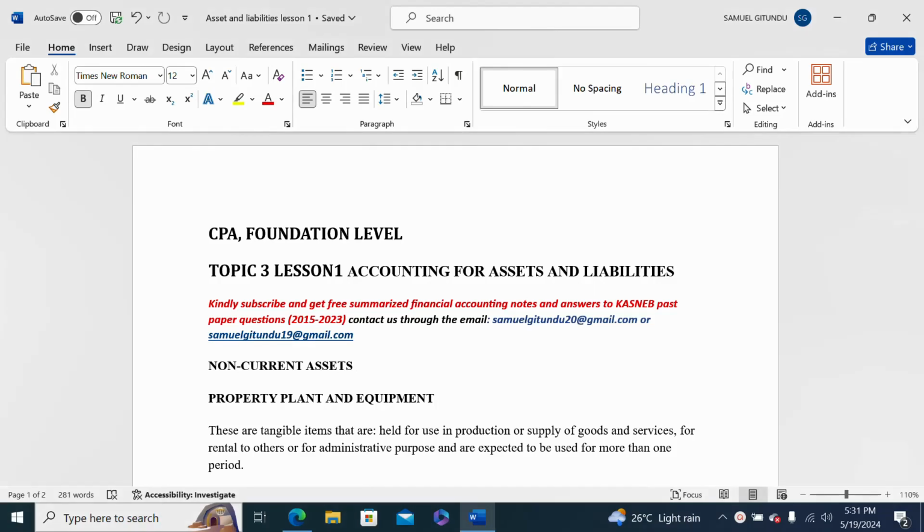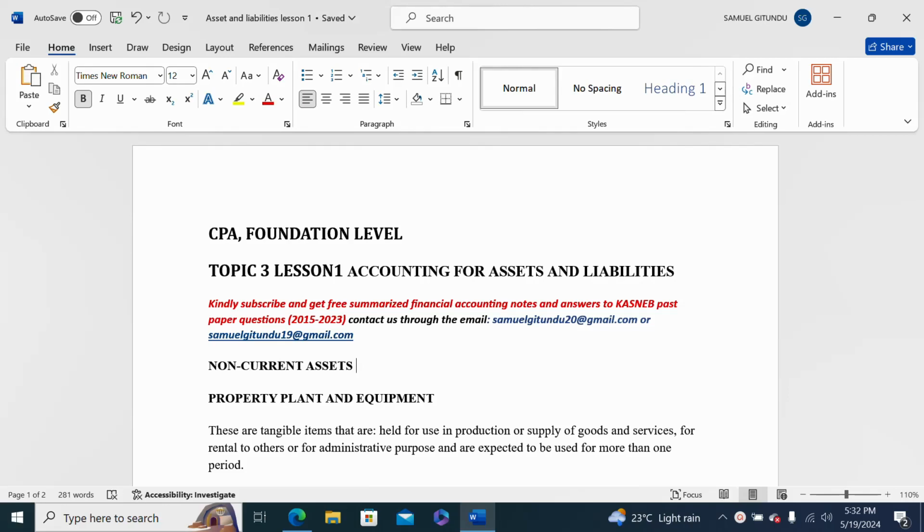Welcome to this first lesson of the third topic in financial accounting, and the lesson is called Accounting for Assets and Liabilities. We are doing CPA foundational level. So this is the third topic of financial accounting, and the topic is called Accounting for Assets and Liabilities.